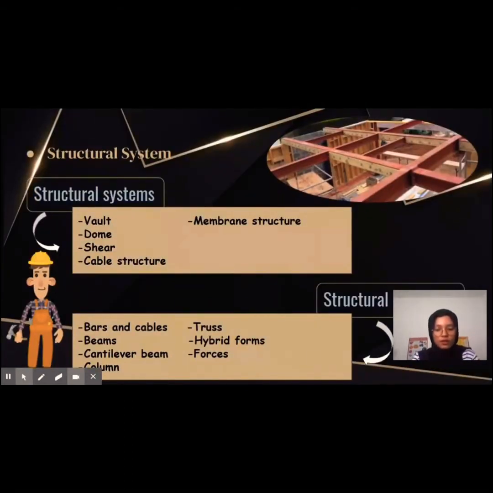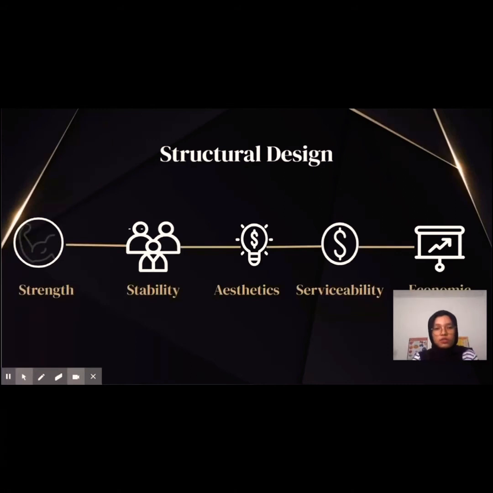Okay, there are 3 types in structural engineering, which are structural systems, structural elements, and structural design. In structural systems, there are vault, dome, shear, cable structure, membrane structure. In structural elements, there are bars and cables, beams, cantilever beam, column, truss, hybrid forms, and frames. In structural design, in a building, we need to have strength, stability, aesthetics, serviceability, and lastly, economic.